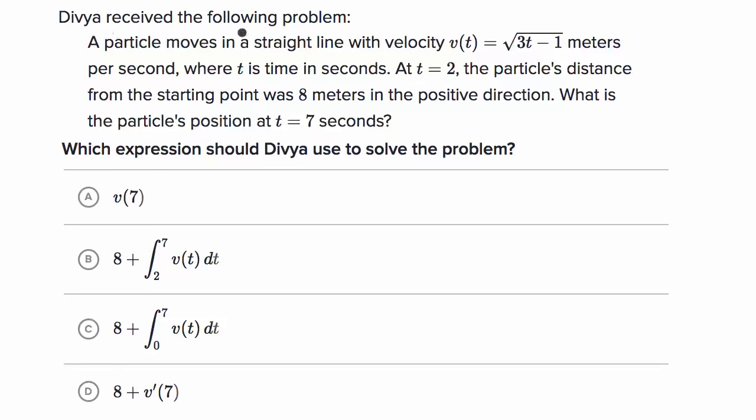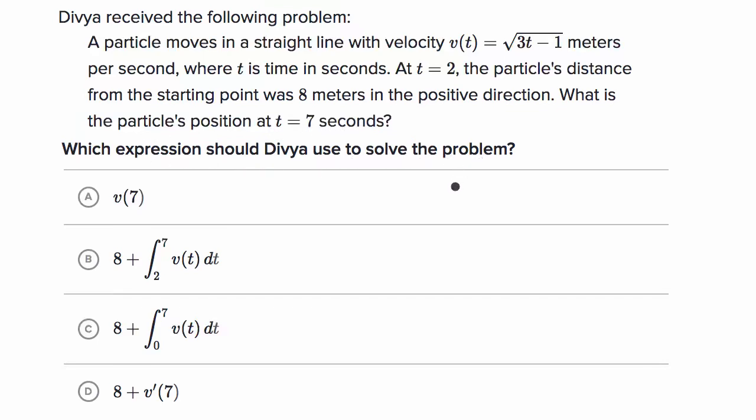Divya received the following problem. A particle moves in a straight line with velocity v of t equals the square root of 3t minus 1 meters per second, where t is time in seconds. At t equals 2, the particle's distance from the starting point was 8 meters in the positive direction. What is the particle's position at t equals 7 seconds? Which expression should Divya use to solve the problem?